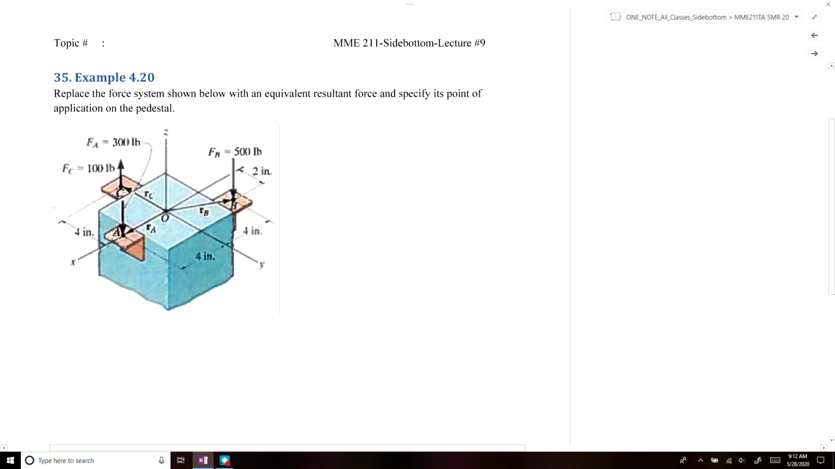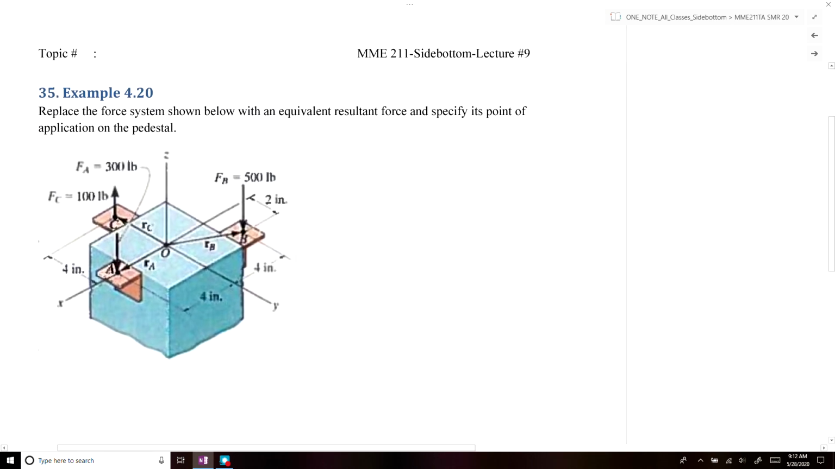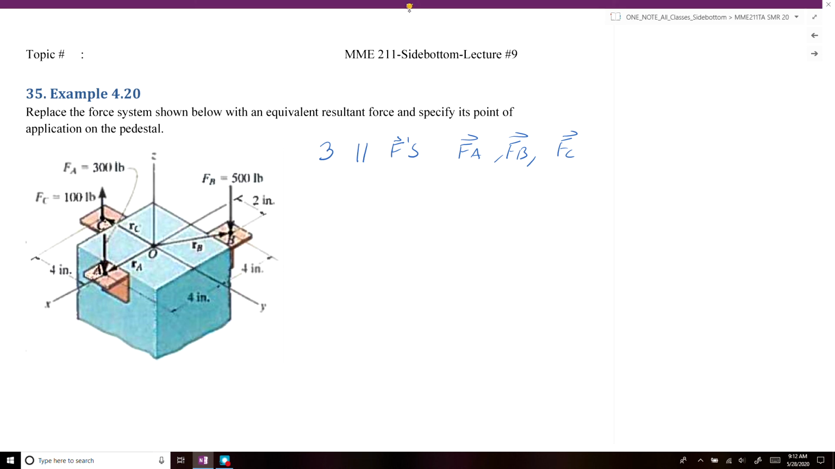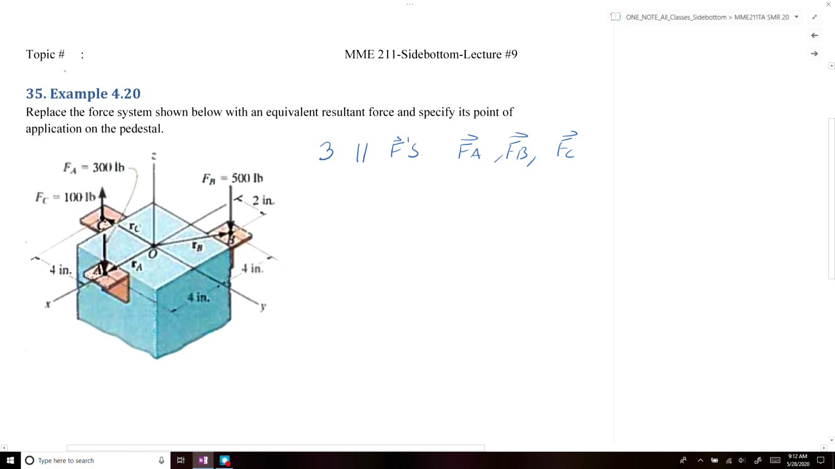So in this example, we're given a system of three parallel forces, FA, FB, and FC, and they're all applied to the pedestal that's shown here. And we're asked to determine where we could apply a resultant force. So our goal is to find the total resultant force.